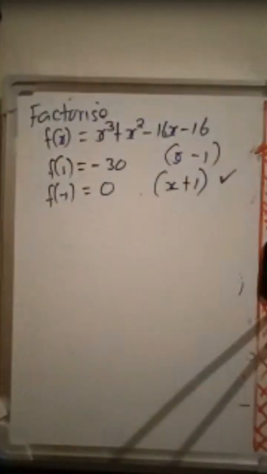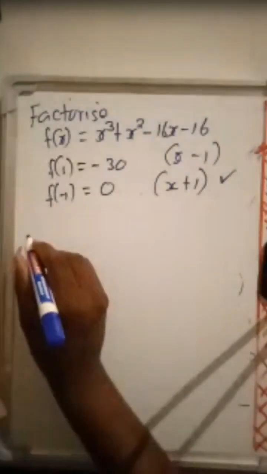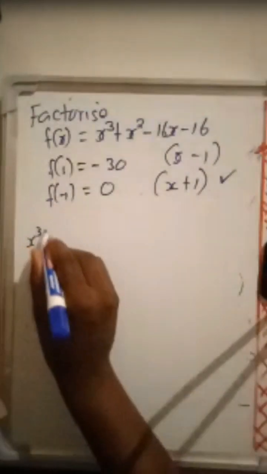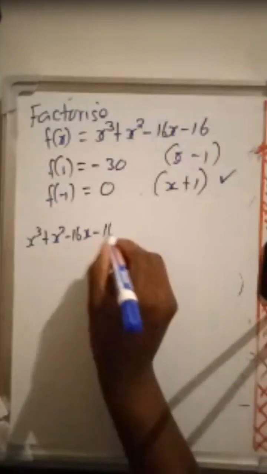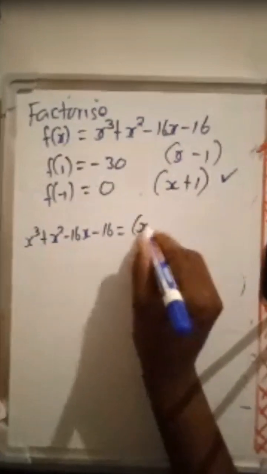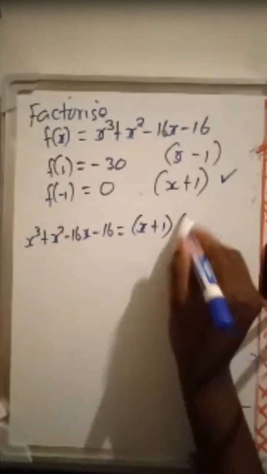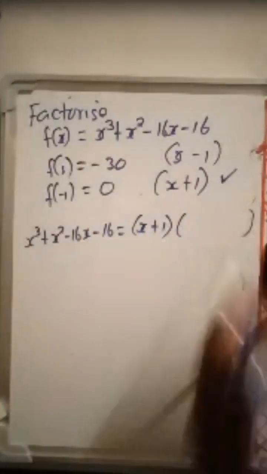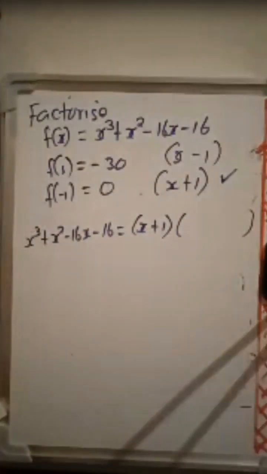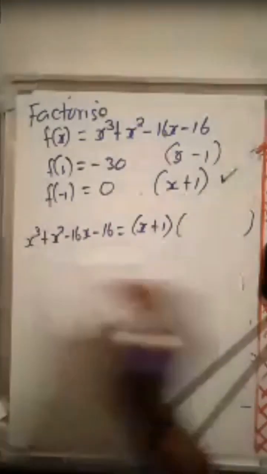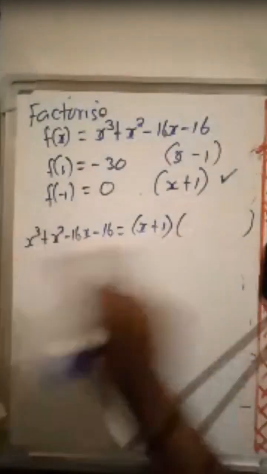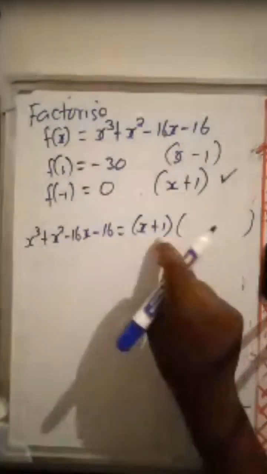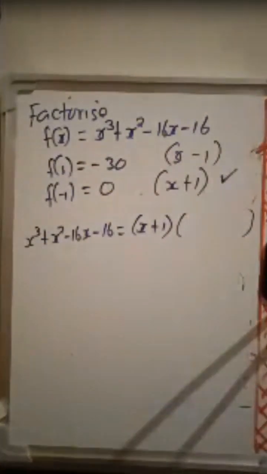Okay? So now factorizing x cubed plus x squared minus 16x minus 16 is the same as the first factor, which we know, x plus 1. Then for the next factor, just open a bigger bracket because you don't know whether it's going to be a trinomial or a binomial. So divide x cubed by x. First term you divide by first term, the last term you divide by the last term. What do you get?